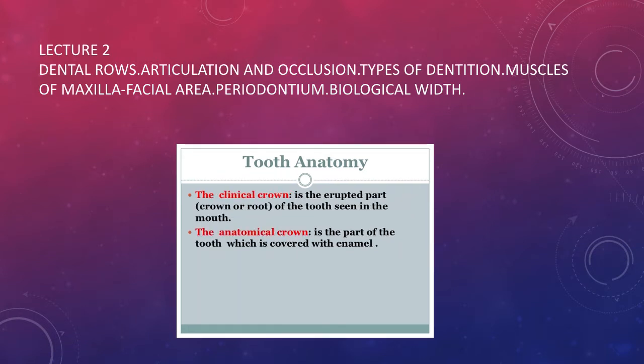Yes, of course, there is the clinical crown. It is the erupted part, crown or root of the tooth, seen in the mouth. The anatomical crown is the part of the tooth which is covered with enamel.